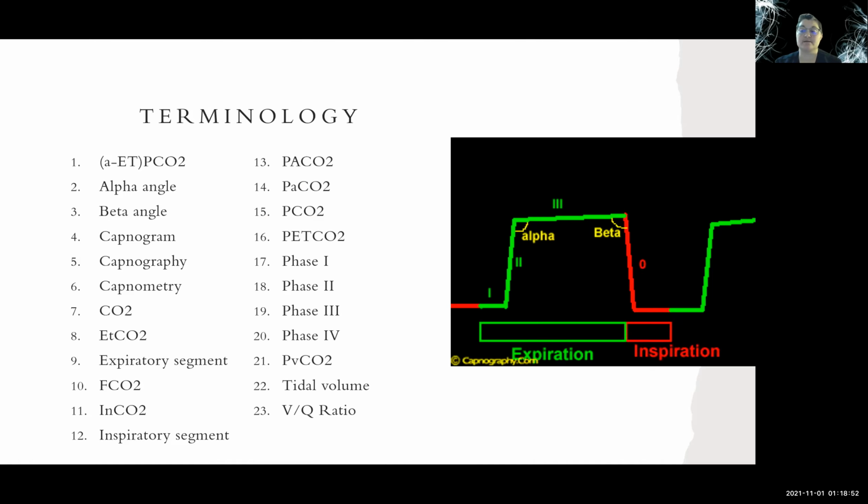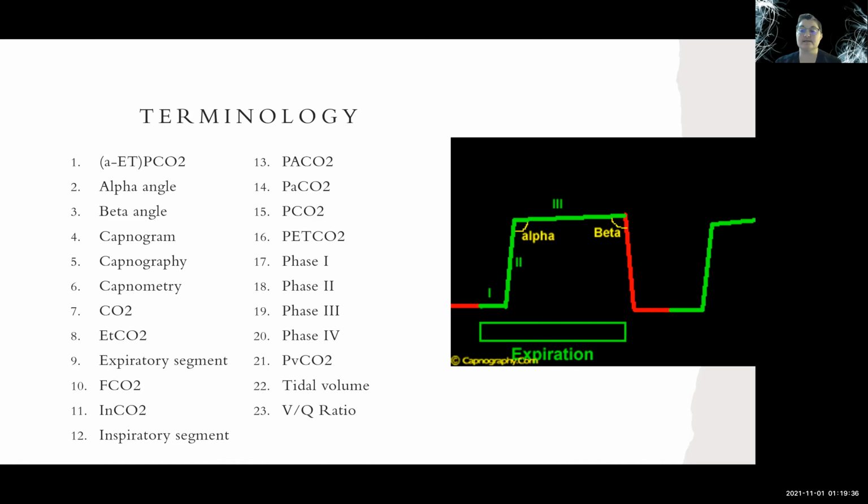The expiratory segment represents the exhaled carbon dioxide concentration from a single breath. Now, it will be divided into 3 phases. With certain circumstances, we can potentially even see a 4th phase. So if you're looking at this image, you'll see the green is our expiration. This is going to be our expiratory segment. So our flat line or 0 is going to be phase 1, then it goes up phase 2 to the alpha angle, across phase 3 to the beta angle, and then that is when the inspiratory segment begins.